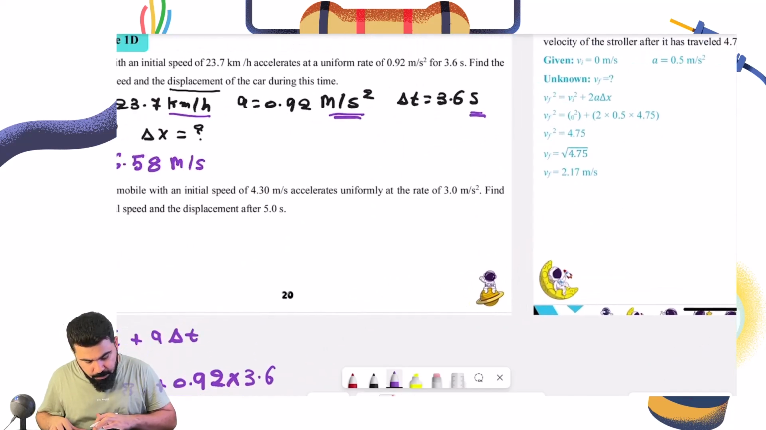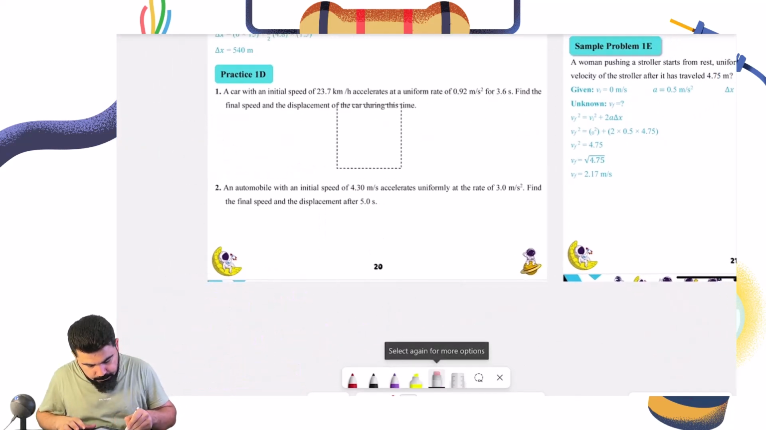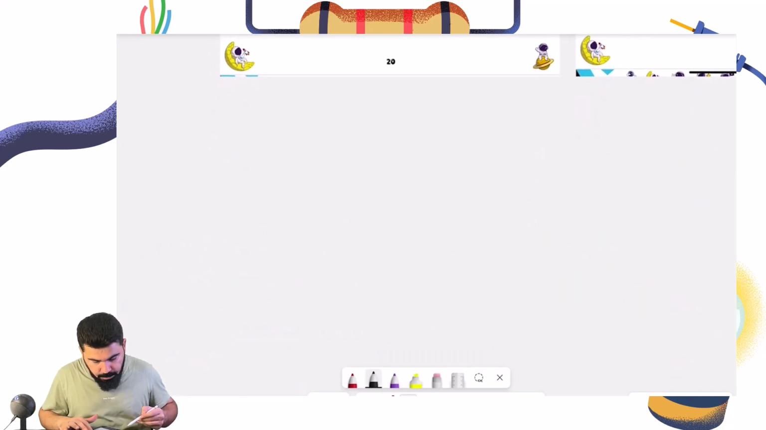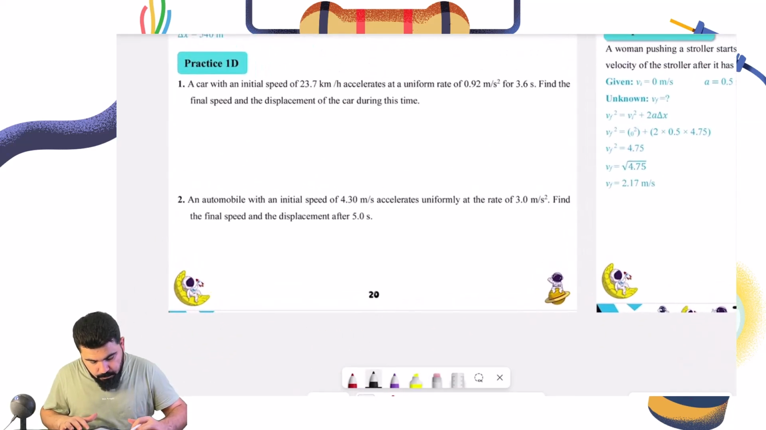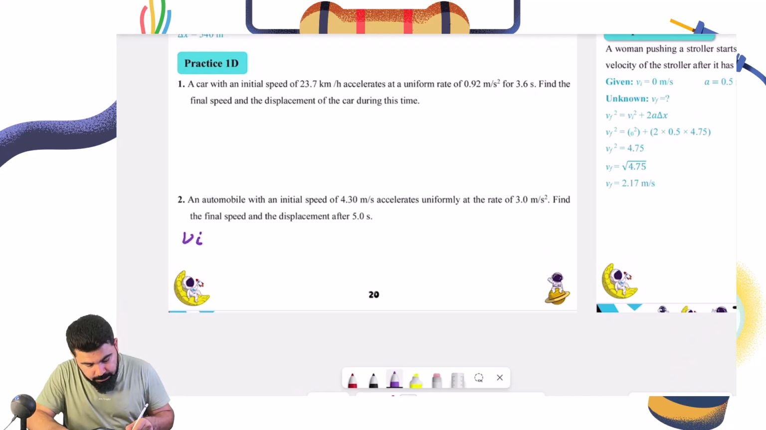Okay, now we have question 2. Let me erase this. Question 2, it says an automobile with an initial speed of 4.3 meter per second. It already says 4.3 meter per second. So V initial is equal to 4.3 meter per second.